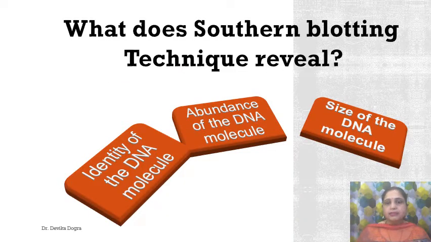The Southern blotting method is a classical technique that separates the DNA fragments according to their size through electrophoresis. They will be transferred to a membrane, hybridized, washed, and lastly the labeled DNA band is detected. Now the question comes, what does the Southern blotting technique reveal? It identifies the DNA molecule. Secondly, the abundance of the DNA molecule and the size of the DNA molecule.